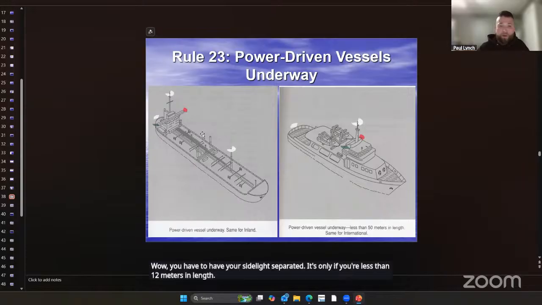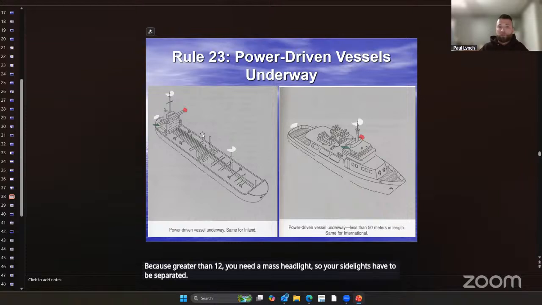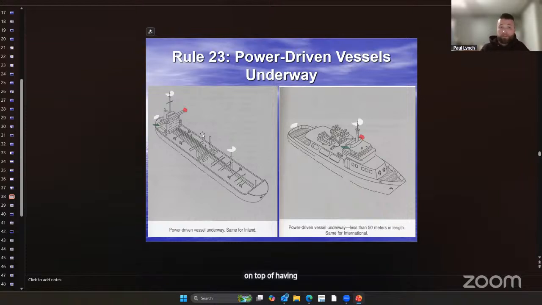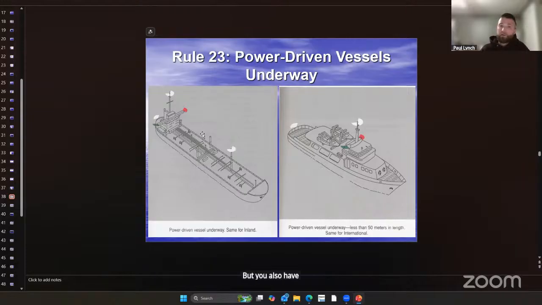Because greater than 12, you need a masthead light, so your side lights have to be separated on top of having a big masthead light. But if you're less than 12 meters in length, you're allowed to combine your side lights into one lantern. But you also have to have an all-around white light. Any other questions so far from anyone?